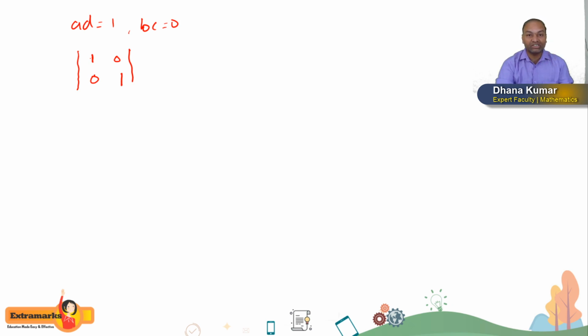So the condition is satisfied. Suppose you are taking 1, 1 here, this value 0, this value 1. Then again the product answer will be 0. Satisfies. Suppose, the other way, you are taking 1, 1, here 0, here 1. Again the product answer is 0. Satisfies.